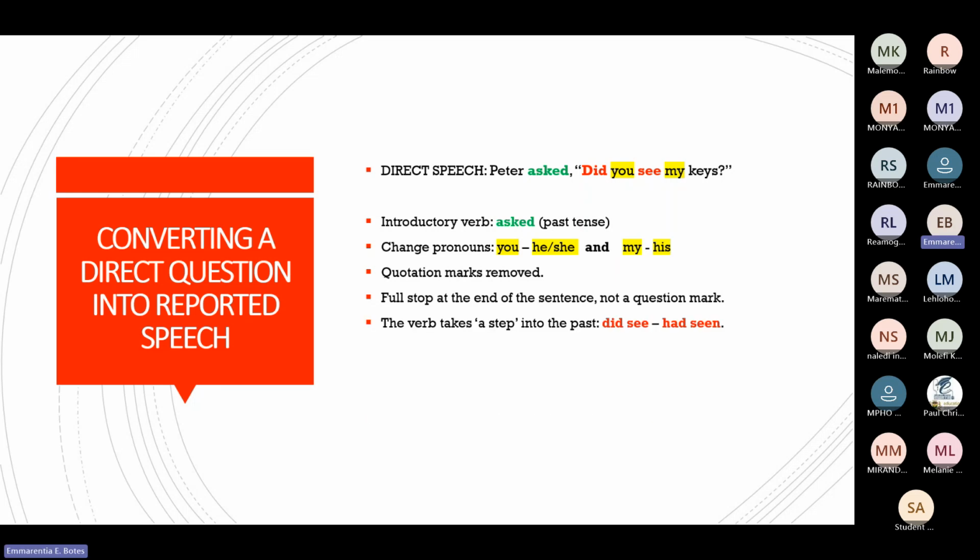So the verb takes a step into the past. Did see becomes had seen. And the past tense will change to the past perfect tense. So the sentence in the reported speech will be, Peter asked if or whether he or she had seen his keys. Now, the reason you will change into he or she is because you're not sure. You can choose either one of the two. It doesn't matter. But Peter, where he says my, that needs to change to his because Peter is male.